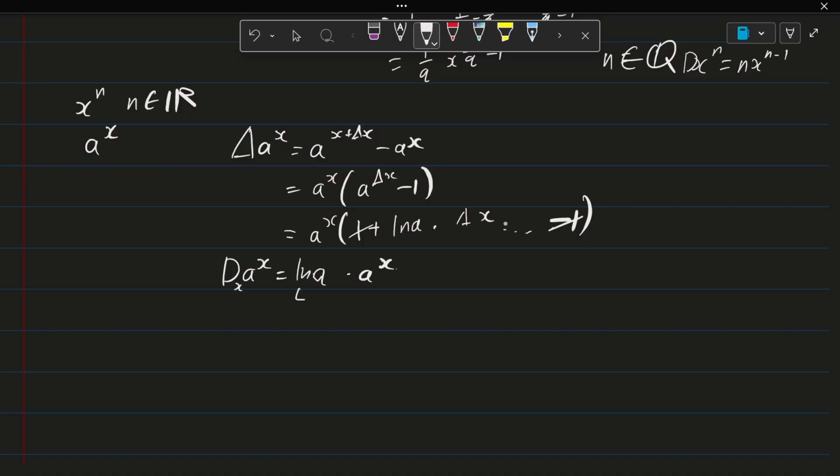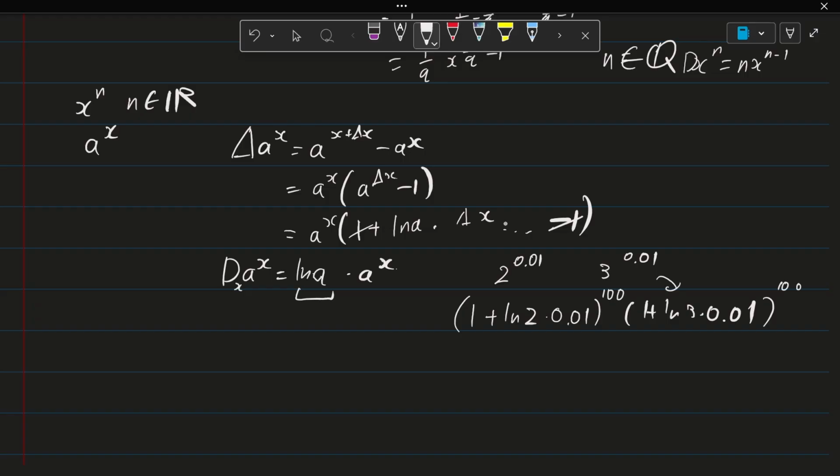And so this natural logarithm is something that we don't fully understand yet, but we can try to analyze it by giving it certain values. So if we analyze 2 to the power of 0.01 and 3 to the power of 0.01, we see certain things. First of all, the value inside here would be 1 plus natural log of 2 multiplied by 0.01, and the other one is 1 plus natural log of 3 times 0.01. If you take each to the power of 100, they should be about 2 and 3.